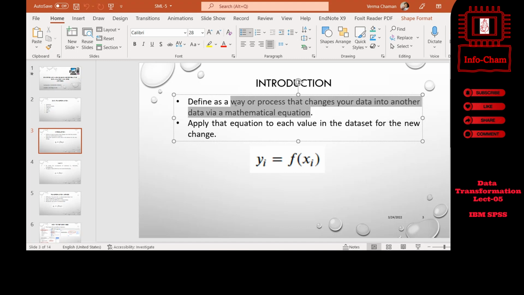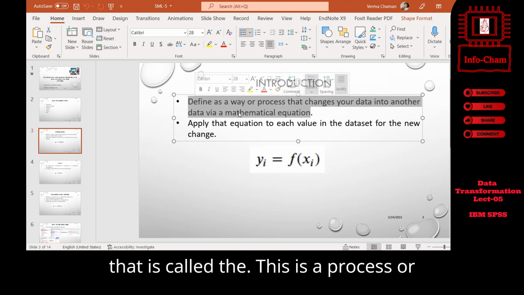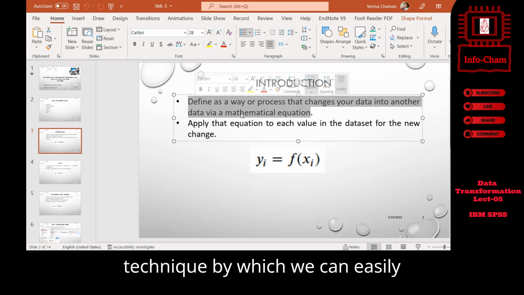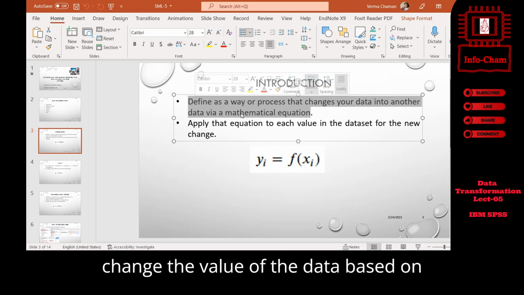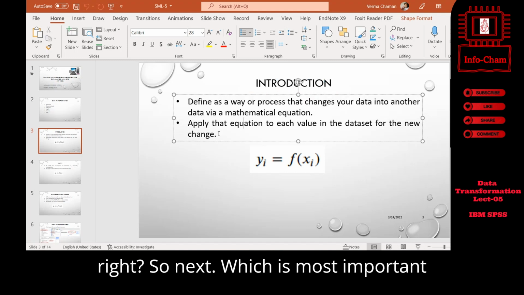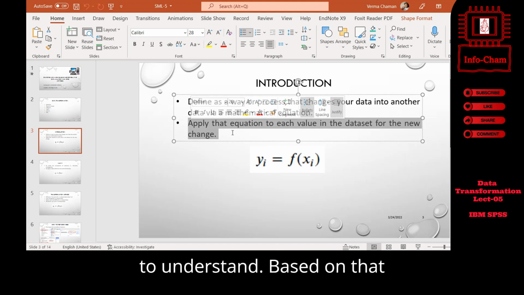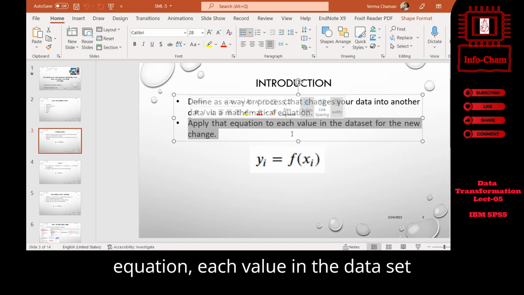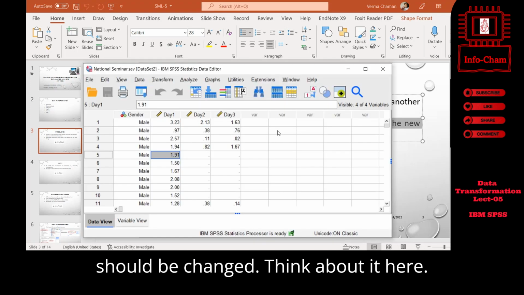That is called data transformation. It is a process or technique by which we can easily change the value of the data based on some mathematical equation, right? Next, which is most important to understand, based on that equation, each value in the data set should be changed.